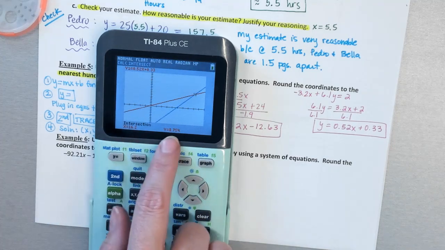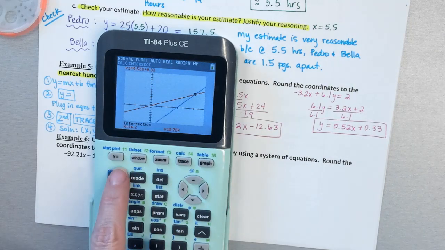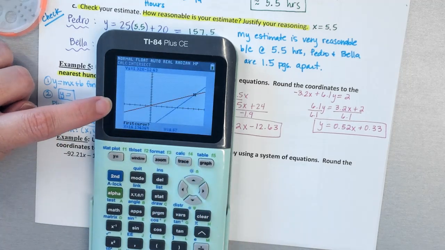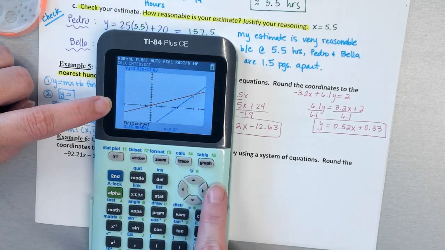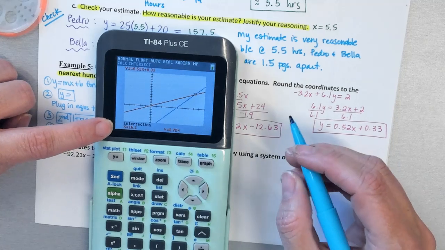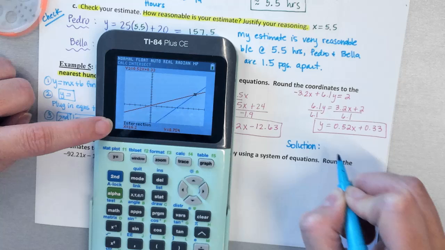Okay, so I want you guys to be able to get your intersection there. Remember, you go second and then the trace button. You're going to go to your intersect, and then you're going to have to arrow to where your curve is. Once you do that, a lot of times you really just end up pressing enter 3 times, and then your solution is your point.